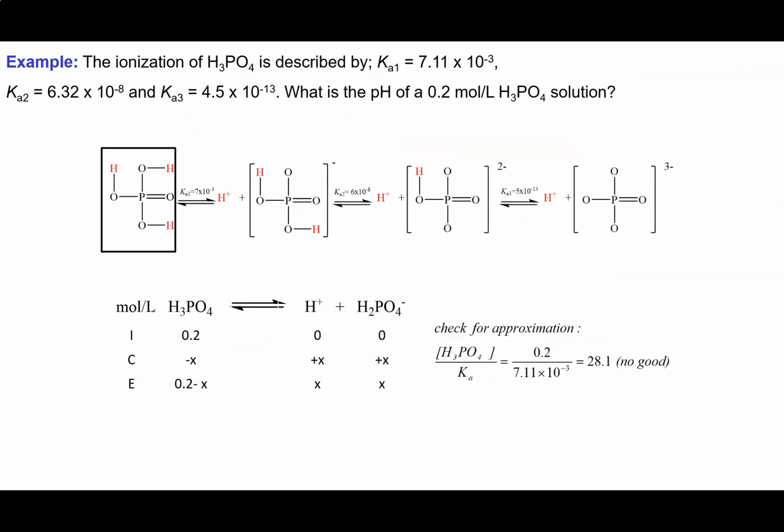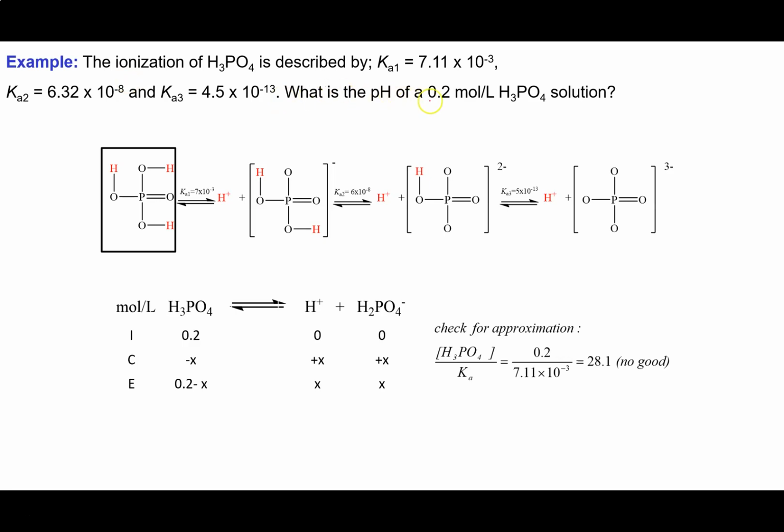So now we need to do an example of when we have a solution of a weak polyprotic acid. So we're going to go with the example of H3PO4. And it says the ionization of H3PO4 is described by Ka1 equals 7.11 by 10 to the minus 3, Ka2 equals 6.32 by 10 to the minus 8, and Ka3 is 4.5 by 10 to the minus 13. So you can see they get a lot smaller as we go through there.